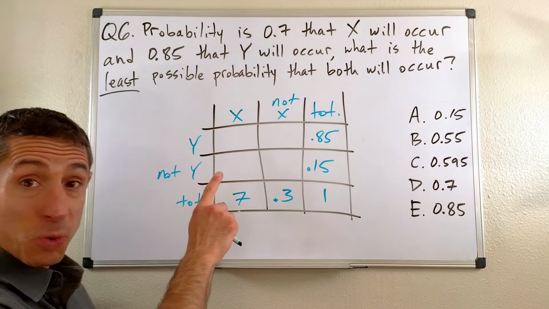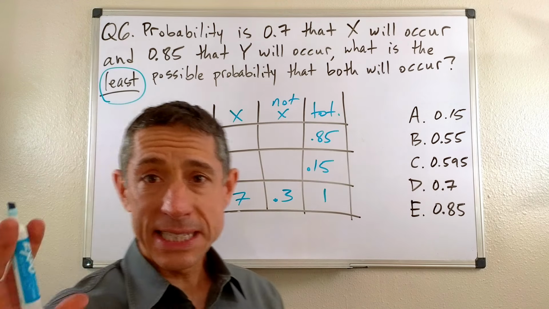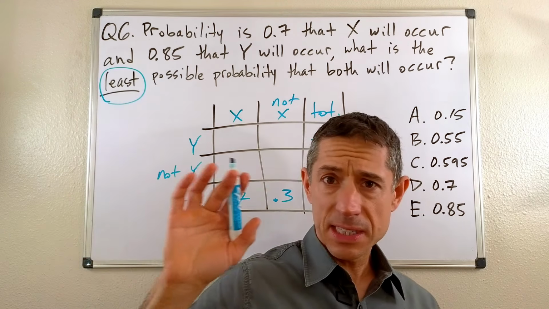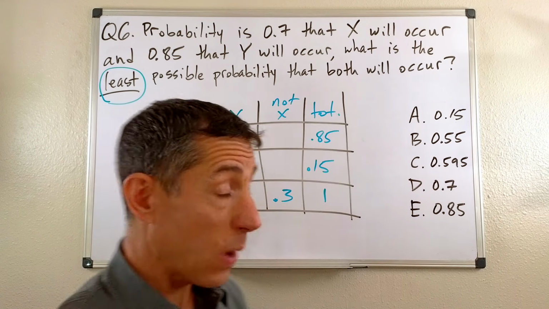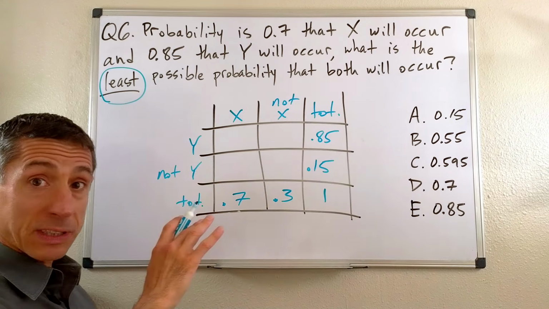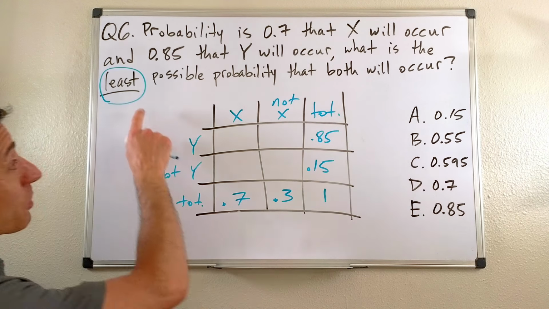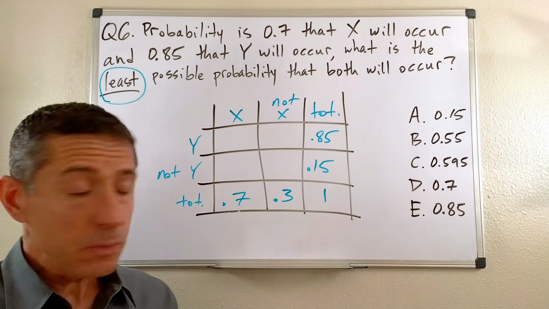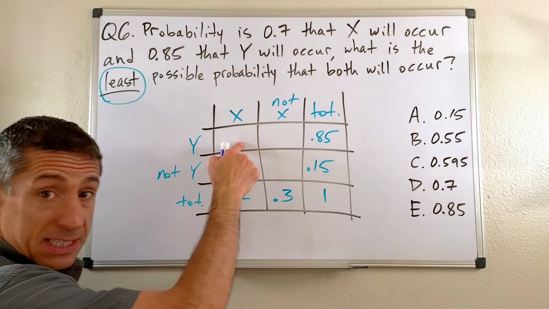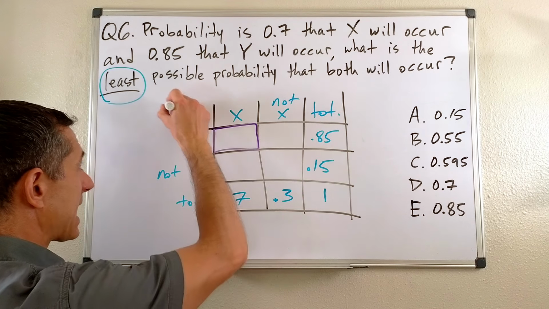Second thing, this one's much more common. This whole business of minimization or maximization, especially on data insights, data sufficiency, two-part analysis. You're going to see this kind of thing a lot. You're going to see it on Quant as well. They love it, not just on overlapping sets, but in general. Why? Don't know, but they love it. So we're looking for the least possible probability that both will occur. Okay, so we're in the land of this box right here, both occurring, and I'm trying to minimize this thing.